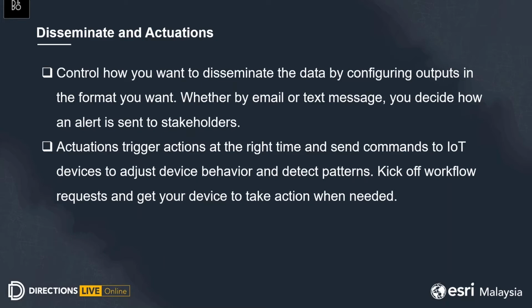The fifth key capability is the ability to disseminate notifications and actuation back to the devices in the field, through emails, text messages, and alerts from the system. GeoEvent offers a few configurable outputs that provide the capability to send data in a certain format. So the method to disseminate processed event records is entirely up to us. Actuations, on the other hand, trigger action at the right time and send commands to Internet of Things devices to adjust device behavior and detect patterns. Kick off workflow requests and get your device to take action when needed.